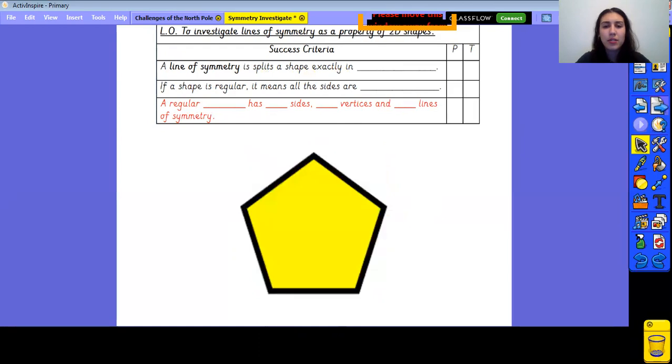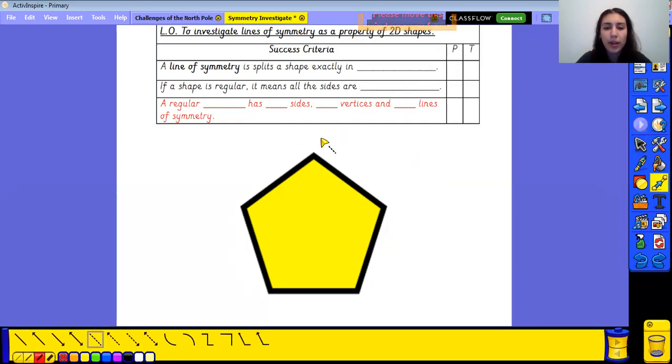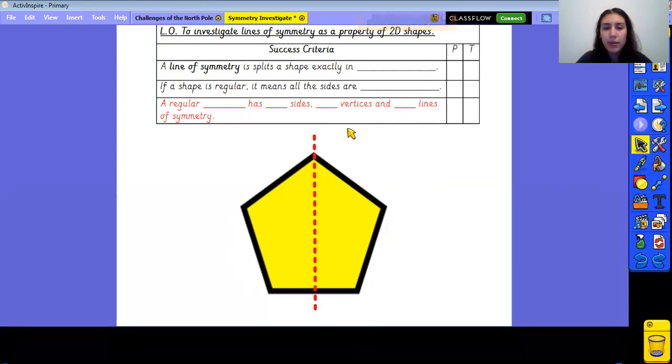Maybe you're starting to notice a pattern. Let's have a look. So what shape is this? Can we remember? It's got 5 sides and 5 vertices. So it is a pentagon. Well done. So let's look for our lines of symmetry. So let's try vertical. There we go.